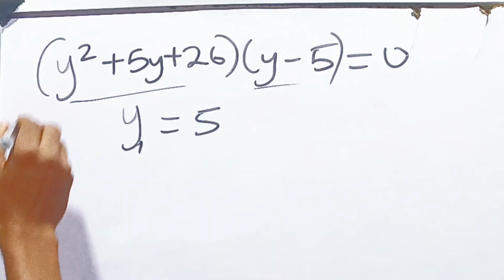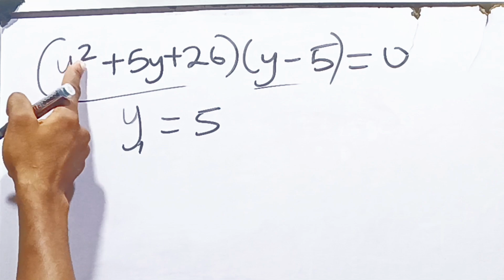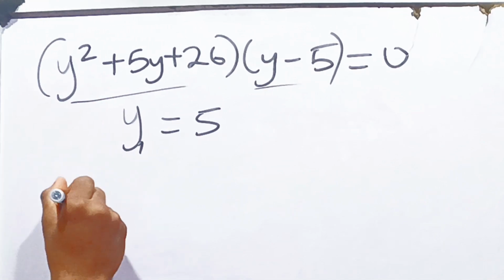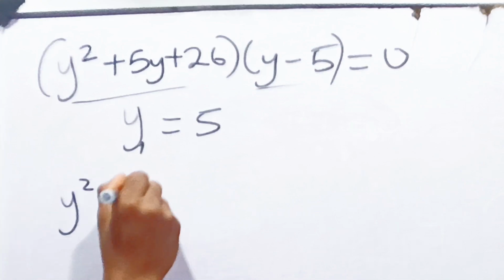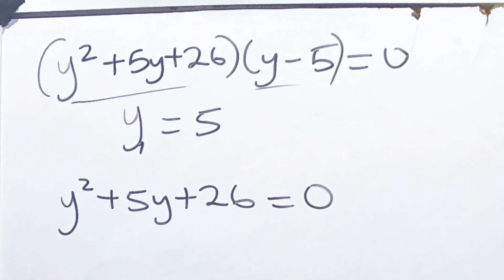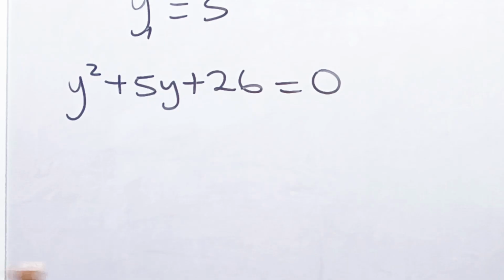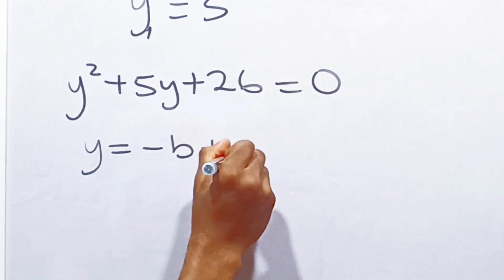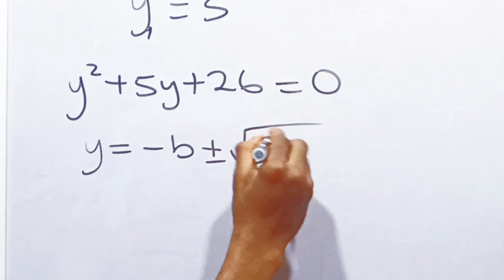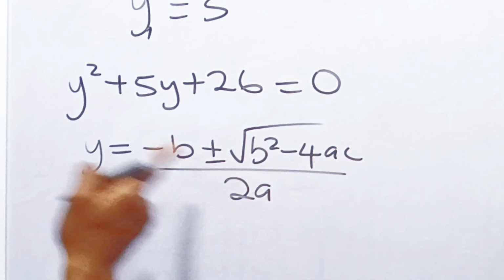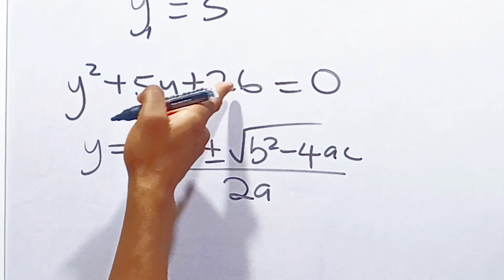Now, for the second and third answer, because I see that the highest power of y here is 2, meaning that you have two answers from this side. So we have that y squared plus 5y plus 26 equals 0. Now we can use the quadratic formula that says that y should be equal to minus b plus or minus square root of b squared minus 4ac all over 2a, where a is the coefficient of y squared, b is the coefficient of y, and c is the constant term.